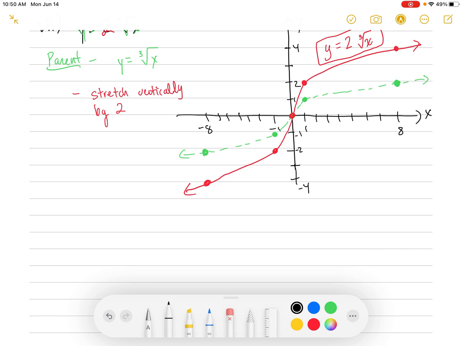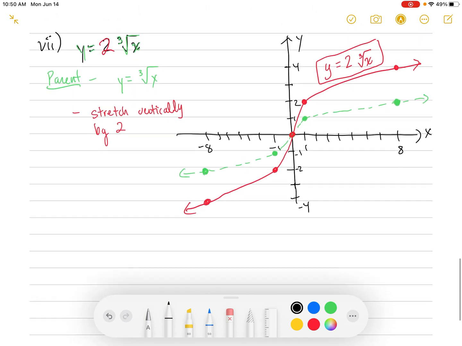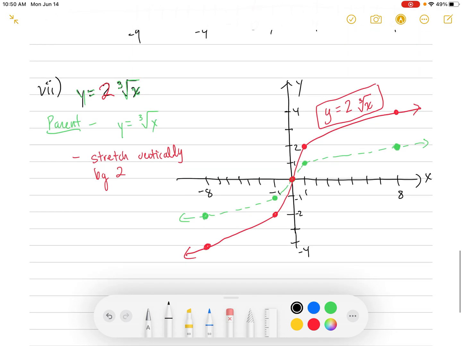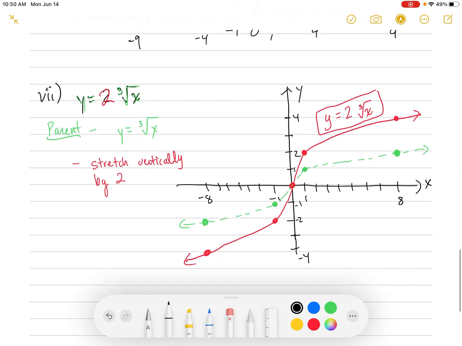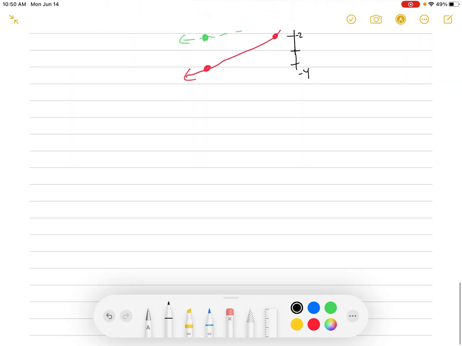All right, do some more examples. That's 7. Let's do an 8. Y equals 1/2 x cubed. So first of all, you want to identify the parent. Y equals x cubed.